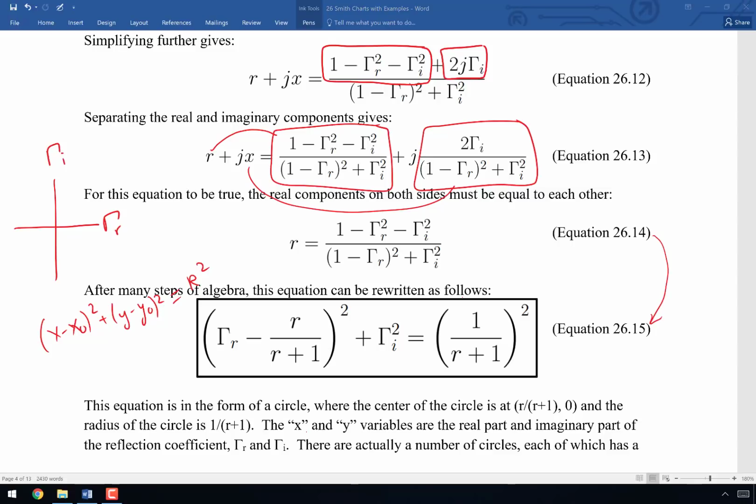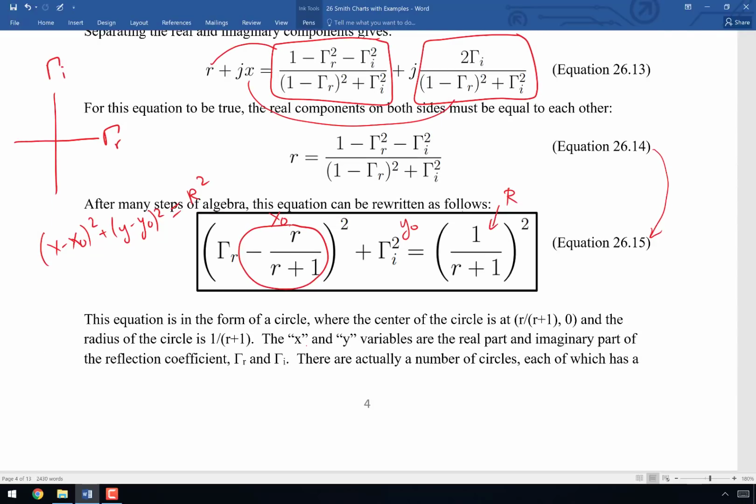This is the equation of a circle, and the center of the circle has an x value, which takes on the form of x0. Y0 is equal to 0 because there's nothing being subtracted from the gamma I, and this is the radius. So the center of the circle has an x value of r over r plus 1, a y value of 0, and the radius of the circle is 1 over r plus 1. While it's the equation of a circle, it's a circle that has a parameter r. If you give me a value of r, I will draw you a circle. And we can take many different values of r and draw many different circles.